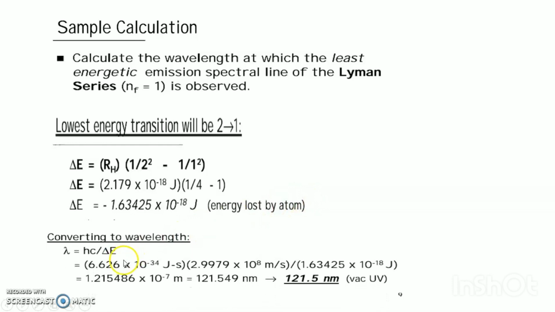Converting to wavelength, hc is equal to delta E times lambda. The Planck constant h is 6.626 into 10 to the power minus 34 joule second, and the velocity of light is 3 into 10 to the power 8 meters per second, divided by the energy, 1.63425 into 10 to the power minus 18 joule. When it is divided, I get 121.5 nanometer. Nanometer means 10 to the power minus 9 meter.